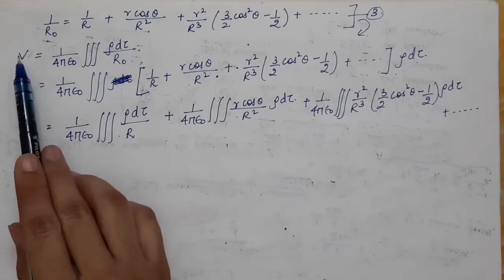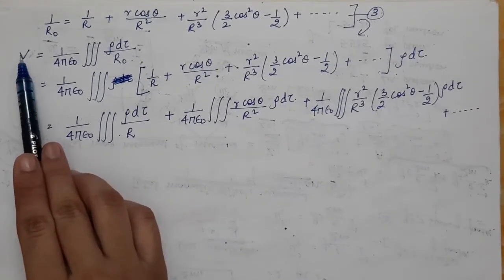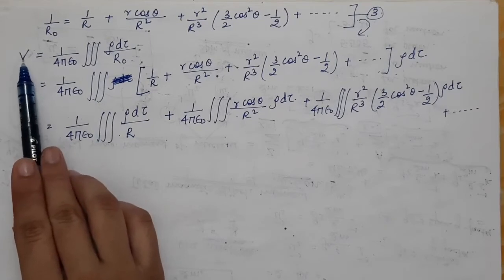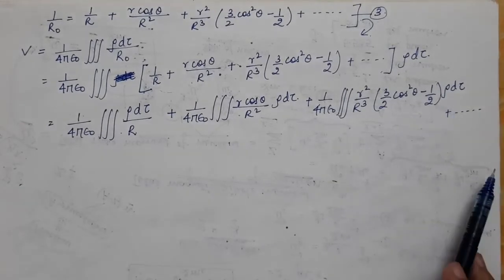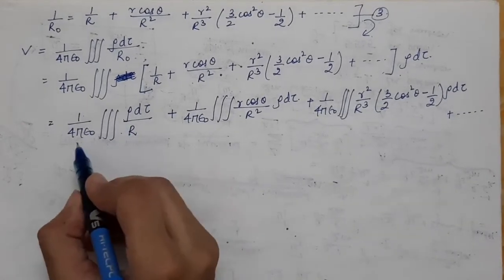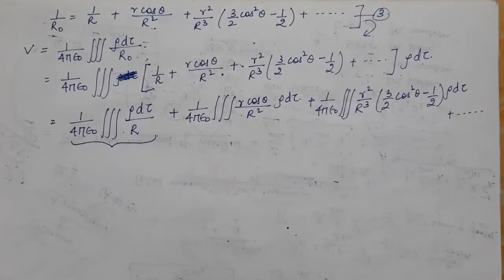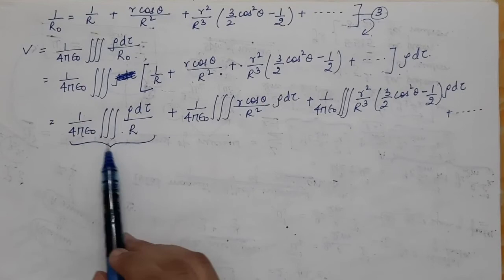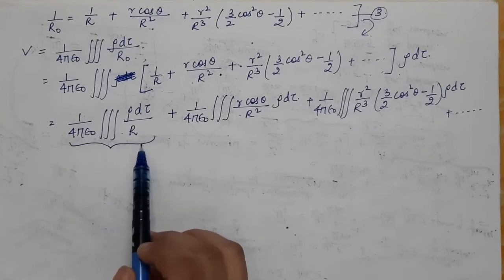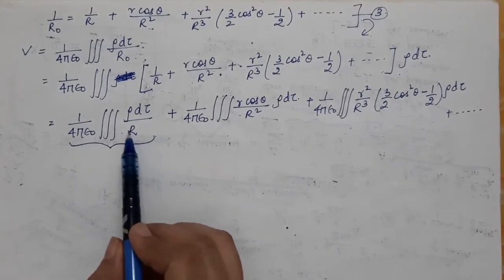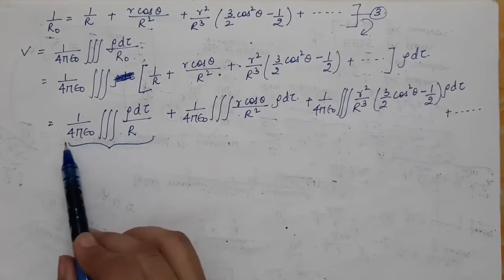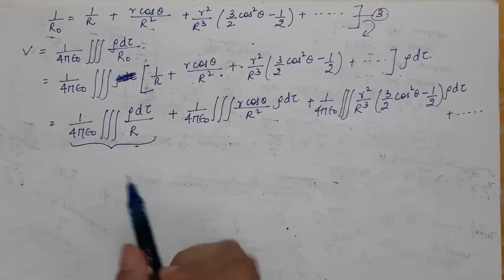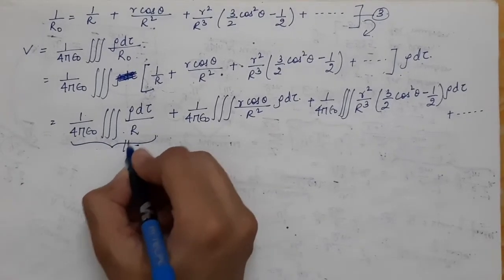So here we have expanded the potential at a particular observation point, due to a non-spherical distribution or any charge distribution, in terms of these values. We know that this first term is just the potential due to a charge distribution which is spherical in shape. So that potential is equal to this value, and this is called the monopole.